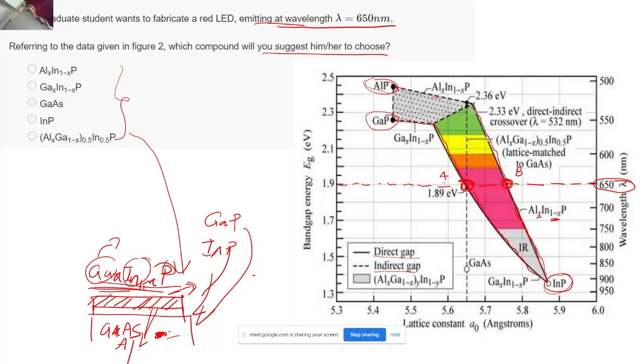Guys, what we generally see in this diagram, like you must have seen from the lectures, right? Sir must have taken the example of 1.55 micrometer wavelength light which we use for fiber optic communication. The problem is exactly similar to this.